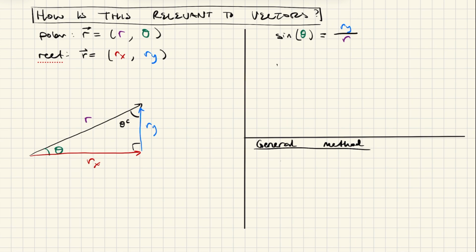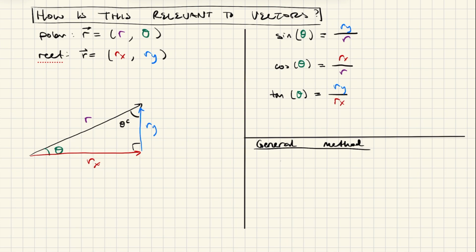And cosine of theta, let me do that in green so it's nice and color-coded, is going to be the ratio of the adjacent side to theta over the hypotenuse. The adjacent side in this case is rx, and the hypotenuse is, once again, the total magnitude r. And finally, the tangent is going to be the ratio of the opposite side to the adjacent side. In this case, the opposite side to theta is ry, and the adjacent side is rx.